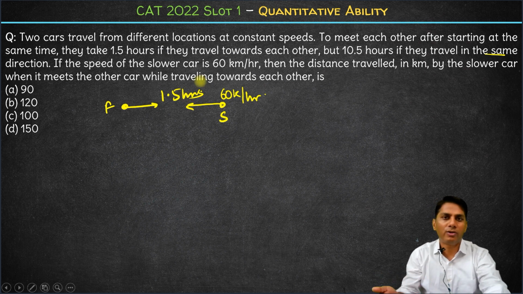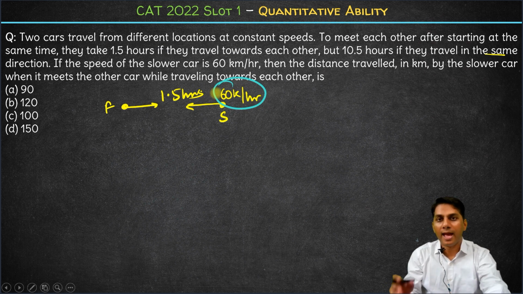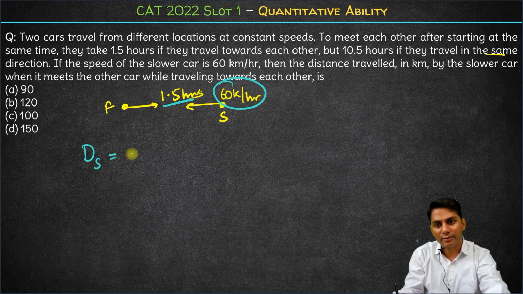It's pretty simple. How do you calculate distance traveled by a body? Distance traveled is speed into time. The speed of the slower car is 60 kilometers per hour, and to meet the other car, it travels for 1.5 hours. Both of them travel for 1.5 hours. The slower car also travels for 1.5 hours. So the distance traveled by the slower car is speed into time, 60 into 1.5, which is 90 kilometers.